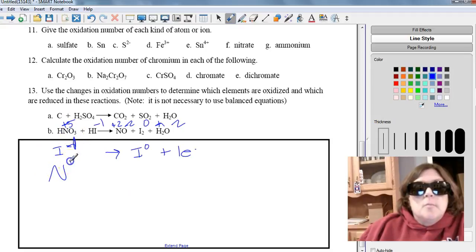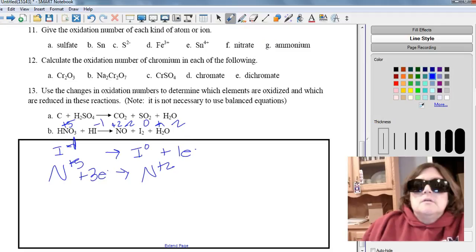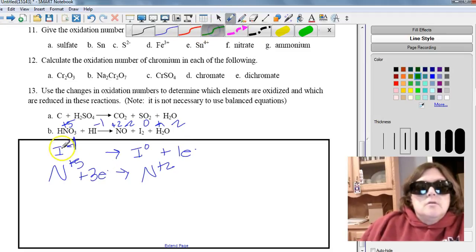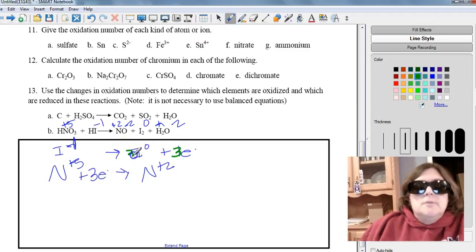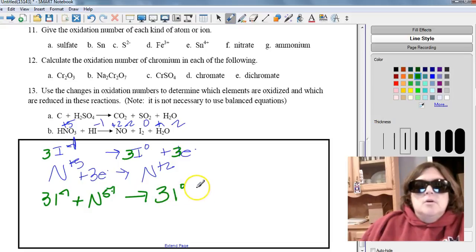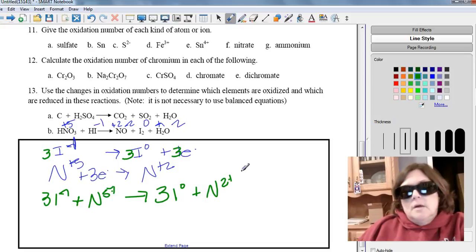Nitrogen is going from a plus 5 to a plus 2. So he is gaining 3 electrons. If we put these together, we need to multiply all these by 3. We get 3 iodine plus N5 gives us 3 iodine 0 plus N2. Okay?